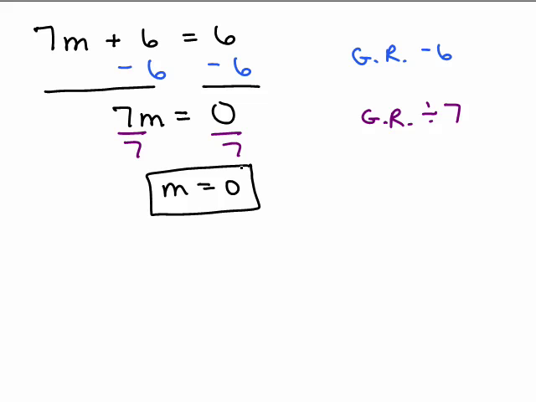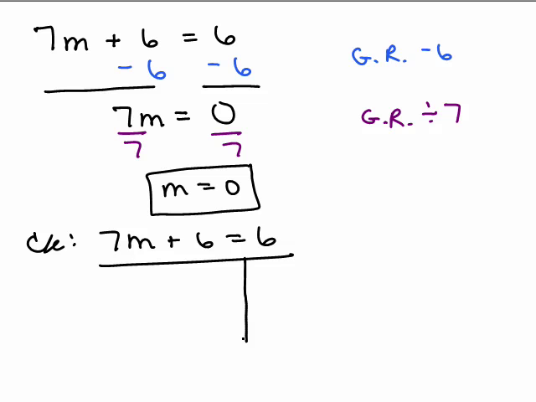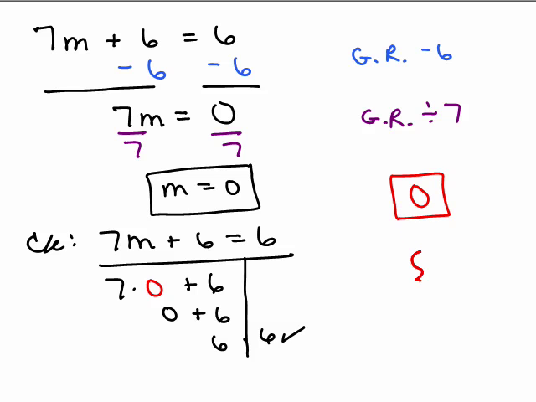All right, and then you could check that. So we're going to check it by, you copy the problem down. And we're going to put in 0 for m. So 7 times 0, doing my order of operations over here, is 0 plus 6, or 6. And on the right-hand side, I also have 6. So it checks. So the answer to this problem is 0. You want to put a box around it, or you could use the solution braces. And if you want, you could put a box around just so it's easy to find the answer.